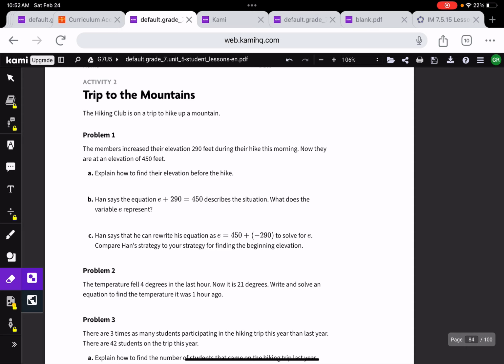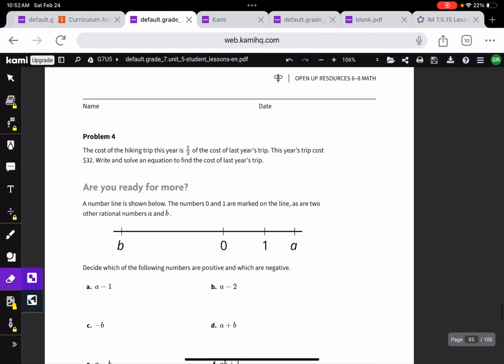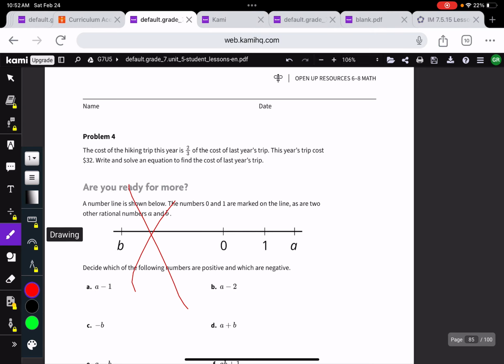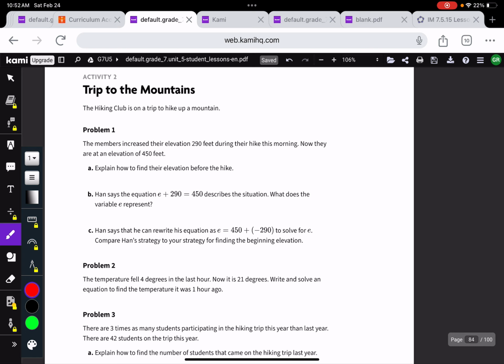So I want you to pause it. I want you guys to try activity 2 all the way up to number 4. Don't worry about the are you ready for more, although it's a good problem. But go ahead and hit pause. Look at some of these. There's no doubt that you'll be able to do this. But I want you to try it on your own and see if you come up with something similar to what I come up with. So go ahead and pause, and then hit unpause, and follow along with me after you've tried it.